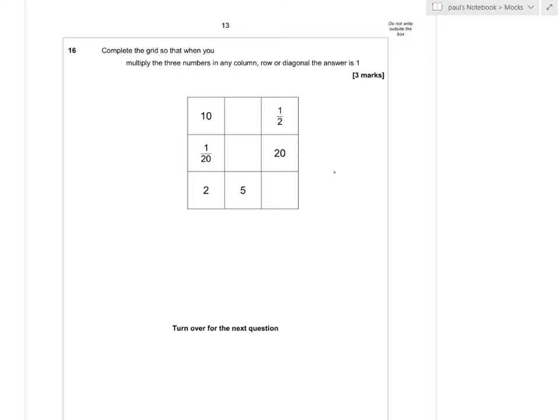Oh, right. So a 20th times a 20 is 1. So that would have to be a 20th of 20. What are we doing? We multiply 3 numbers in any row and the answer is 1. I would have thought that was 1. Yeah?